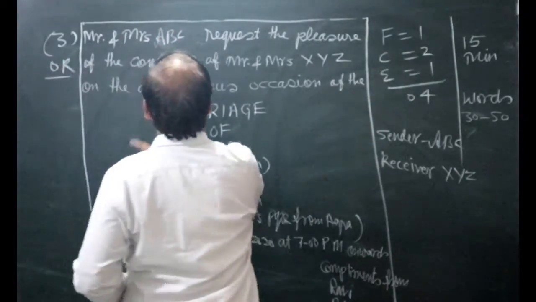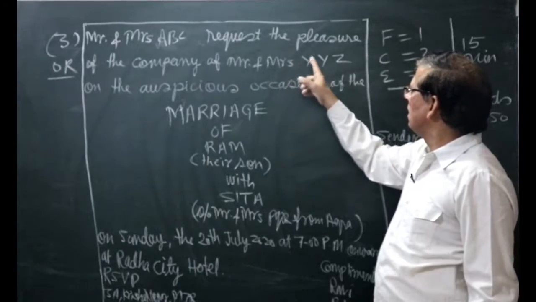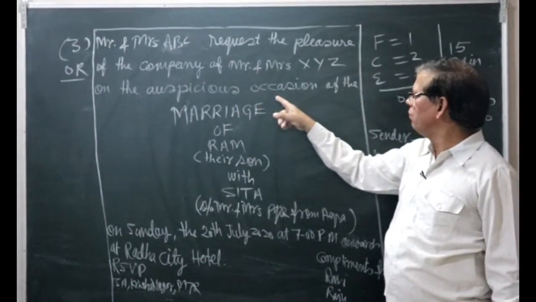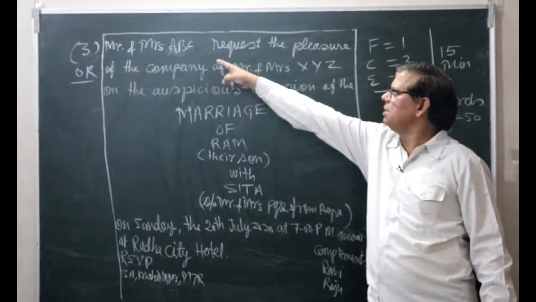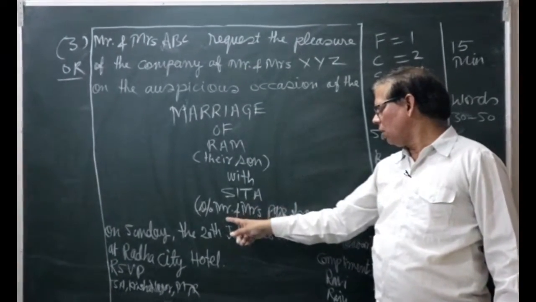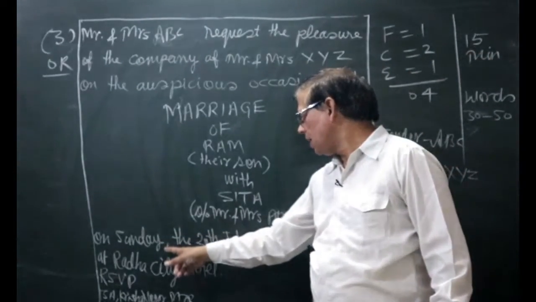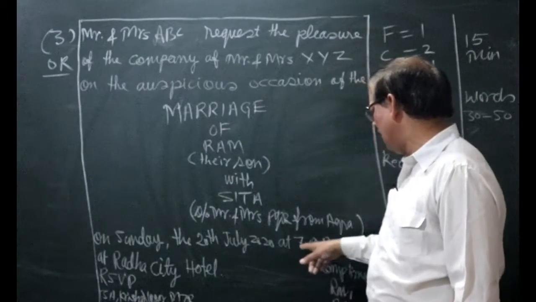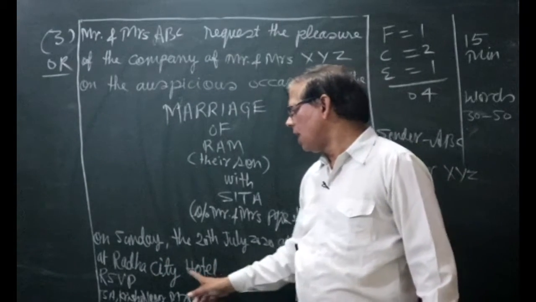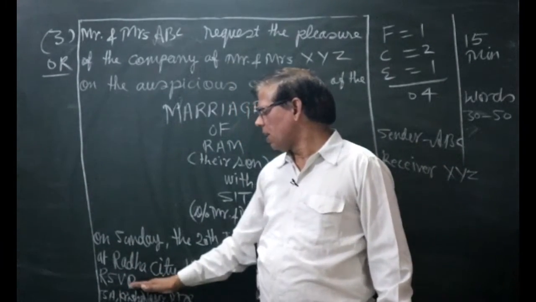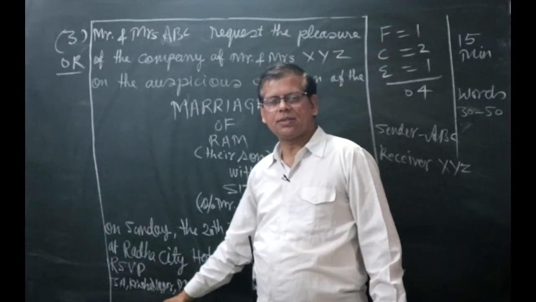Mr. and Mrs. ABC request the pleasure of the company of Mr. and Mrs. XYZ on the occasion of the marriage of Ram, their son, son of Mr. and Mrs. ABC, with Sita, daughter of Mr. and Mrs. PQR from Agra, on Sunday, date the 20th July 2020 at 7 p.m. onwards at Radha City Hotel. Name of the place, then at the end, last line, RSVP. And below RSVP, the sender's address.